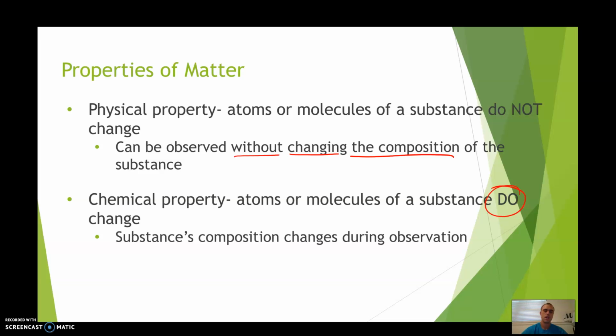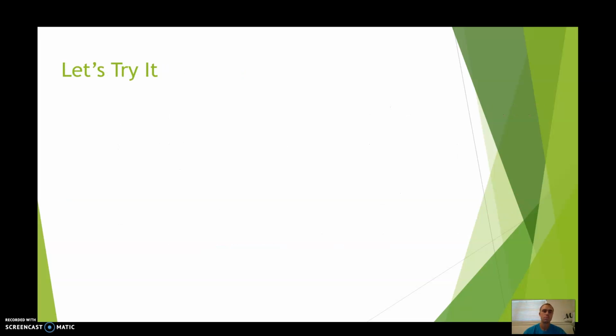Let's say that I wanted to figure out a chemical property of my shirt. Let's say the flammability, how easily it burns. In order to observe that chemical property, the composition of my shirt is going to change while I'm observing it. Obviously, if I'm testing at what temperature or how likely it is to burn, that is going to change the composition of my shirt. All right, so chemical versus physical properties. The atoms do change or the atoms don't change.